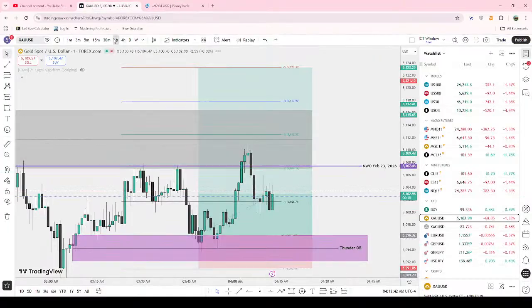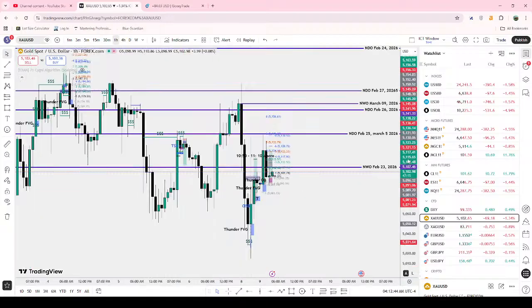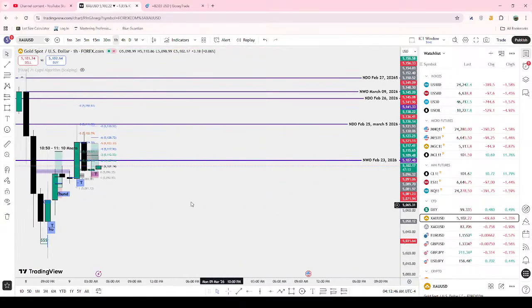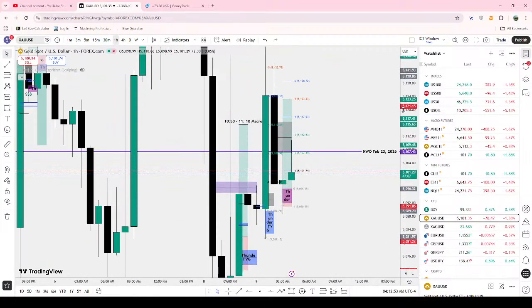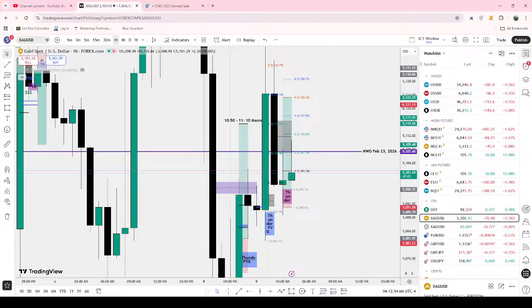Let's look at the previous 1 hour candle. The previous 1 hour candle was a doji, so this candle too might become a doji, which is a red signal for me to stay in this trade.